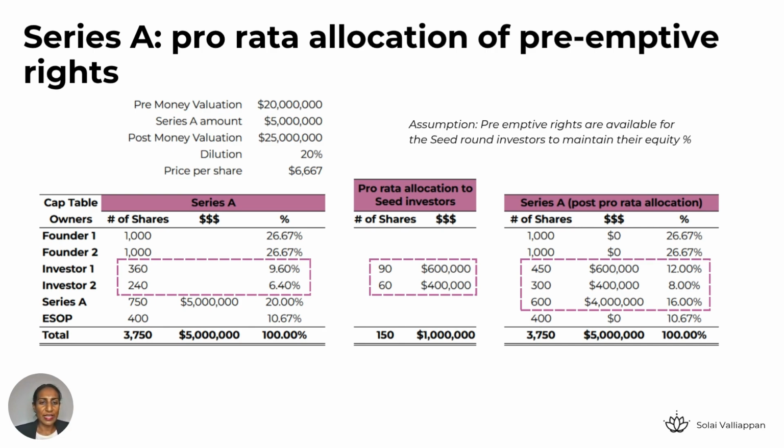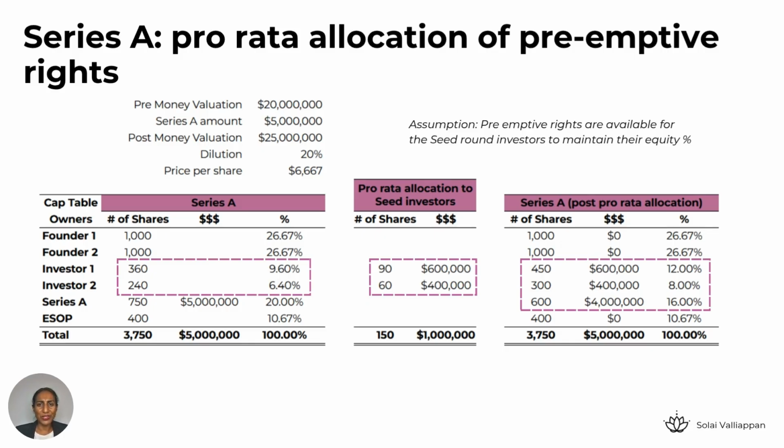For this example, for investor one, 90 shares, and them investing another $600,000, would enable them to maintain their equity percentage in the company of 12%. And similarly, investor two would need to invest another $400,000, so they would be allocated another 60 shares to maintain their 8%. So with those two taking up their preemptive rights and having an extra allocation of those shares, that leaves $4 million for Series A investors.